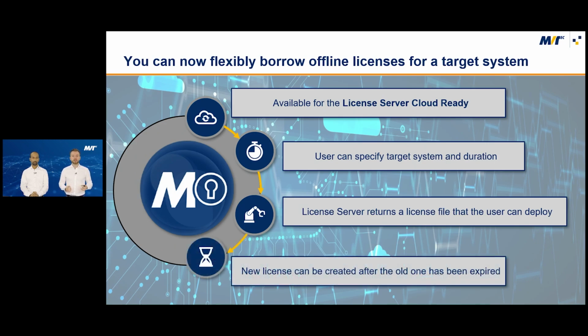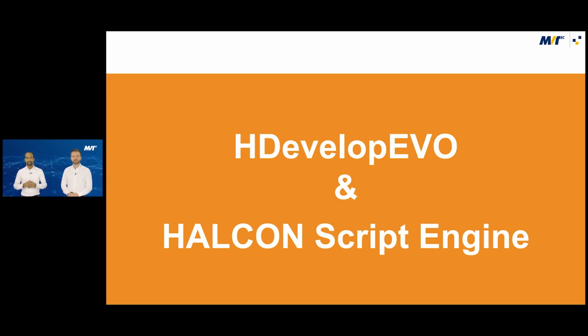Once the license expires, so after the predefined duration, you can create a new license for a new machine. So it's really convenient for all those maintenance use cases, for example, remote debugging. And then there's HDevelop EVO, our new development environment. Yes, let's have a look at what's new with HDevelop EVO.